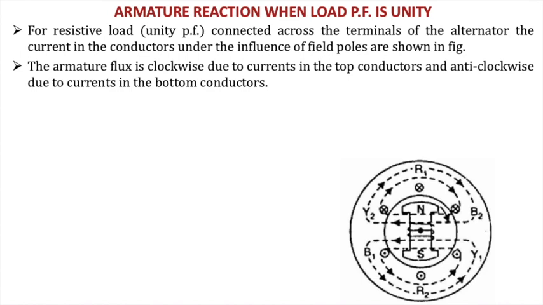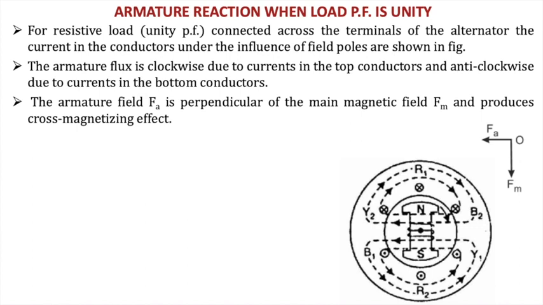The armature flux is clockwise due to the current in the top conductors and anti-clockwise in the bottom conductors. You can apply the right hand thumb rule to find out the direction of the field, and as per that, the direction of the currents. Again, the cross means the current is entering the screen and the dot means the current is coming out of the screen. So you can find out the direction of the field due to the armature. The armature field is perpendicular to the main magnetic field and produces a cross-magnetizing effect. We have shown by the vectors that FA, the armature field, is in the direction from right to left, and FM is the main field, that is, the flux being produced by the field.